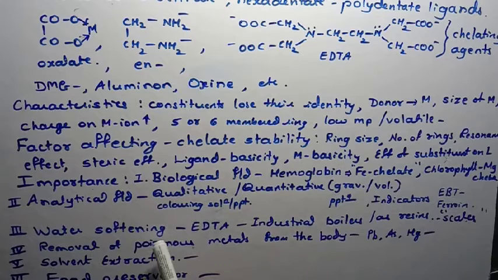So in industries it is used. Even for water purification they are used as resins. Okay, next they are also used in removal of poisonous metals from the body. For example, toxic elements like lead, arsenic or mercury, if present in the body, can be removed by using chelating agents. Similarly, in solvent extraction, the chelating agents form soluble salts, and thereby the required one can be extracted. And as food preservatives, chelates are used as well.